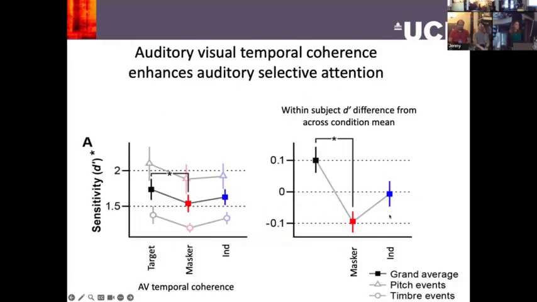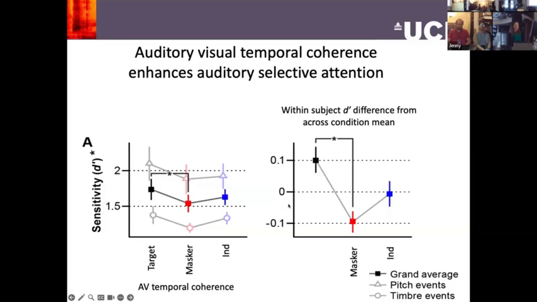And what we found, it's probably best seen looking at this panel on the right here, was that in this, and I'm sorry, the target label seems to have escaped somewhere along the way, people were better able to detect these little pitch deviants when the visual stream changed in time with the target stream than they were when it changed in time with the masker stream. And the independent condition was somewhere between the two. So it seems like you get a benefit when it's target coherent. You actually get an impairment when it's masker coherent.